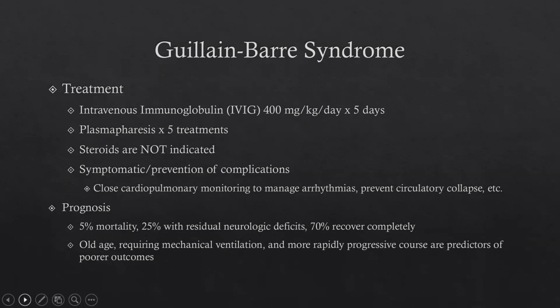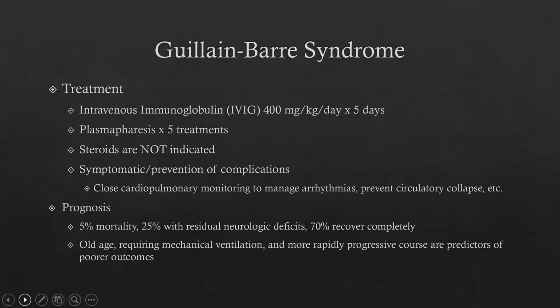And then symptomatic treatment or prevention of complications, such as close cardiopulmonary monitoring to manage arrhythmias and prevent circulatory failure, as well as physiotherapy, DVT prophylaxis, and all other symptomatic modalities are important. When you discuss prognosis, about 5% of patients with GBS will die, and then 25% might have residual neurologic symptoms.